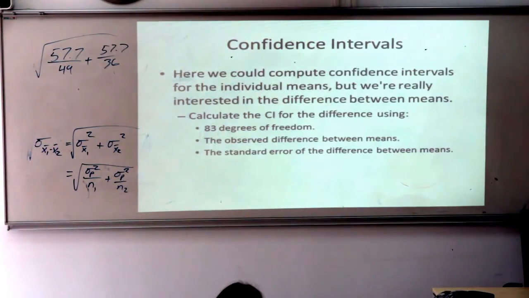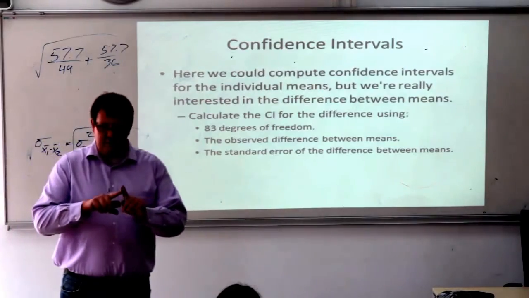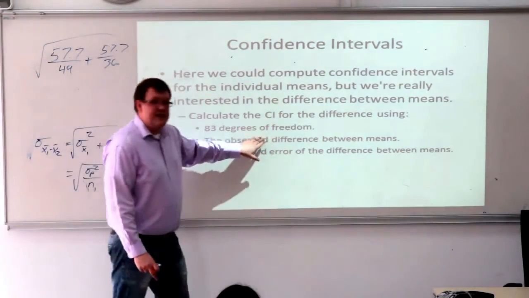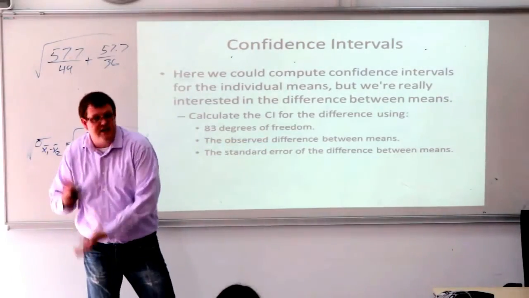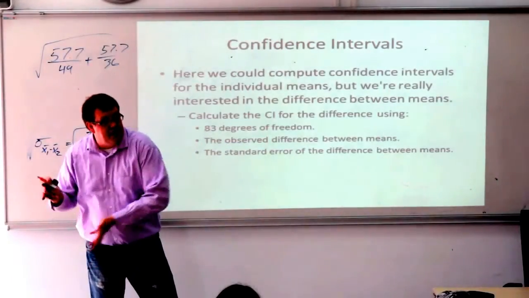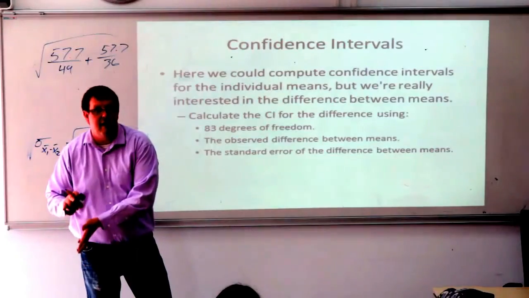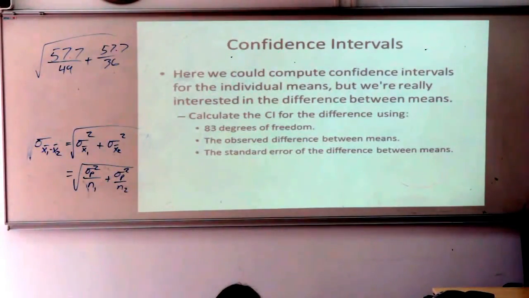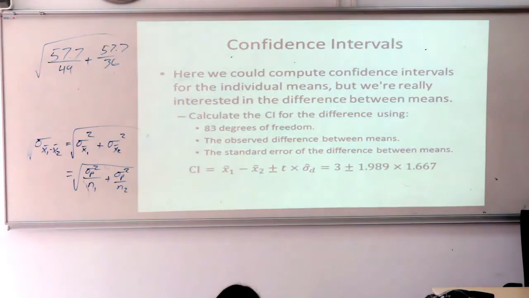When we were finding the confidence intervals for just a mean, we would use the degrees of freedom for that particular sample size, with that particular sample standard error of the mean. But now we're looking for the difference between the means, so we use those instead.